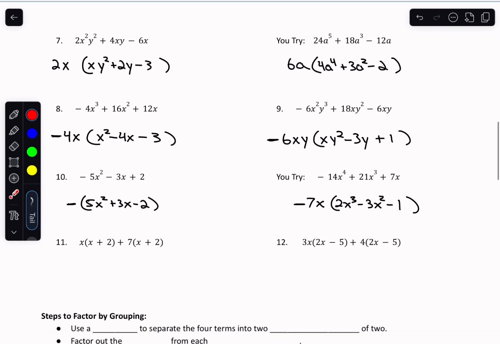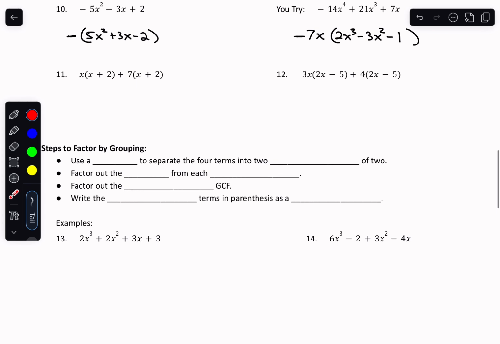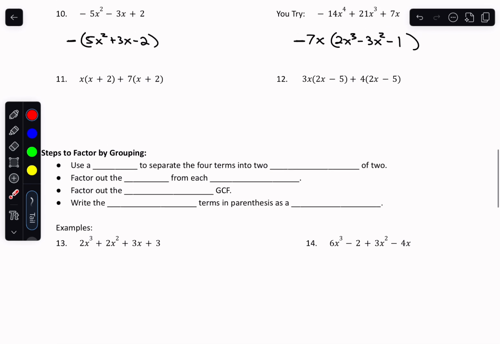So for number 11, we have x(x + 2) + 7(x + 2). I think we can all look at that and see that there is an x plus 2 that shows up twice. That x plus 2 is our greatest common factor. Okay, you need to remember that we have two terms here. We have x times x plus 2, and we also have 7 times x plus 2. So we have two terms.